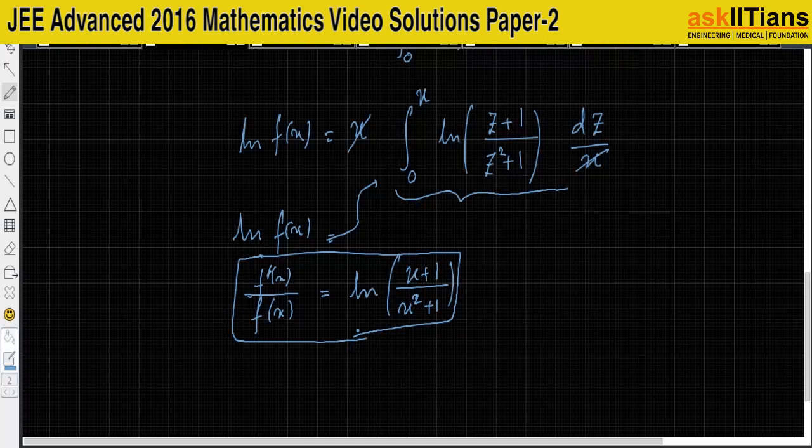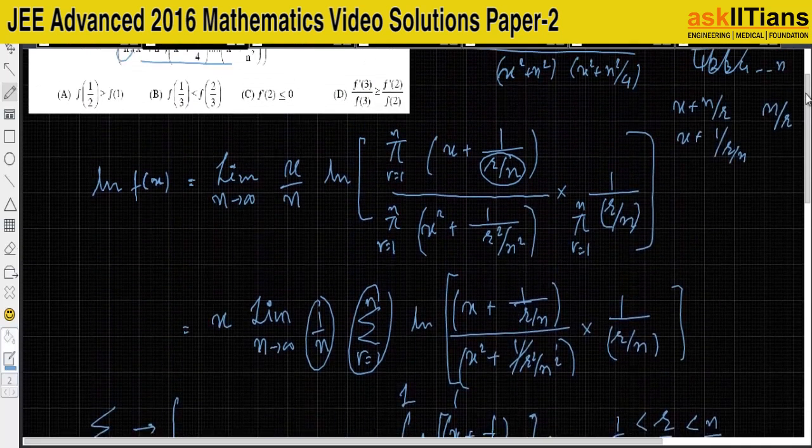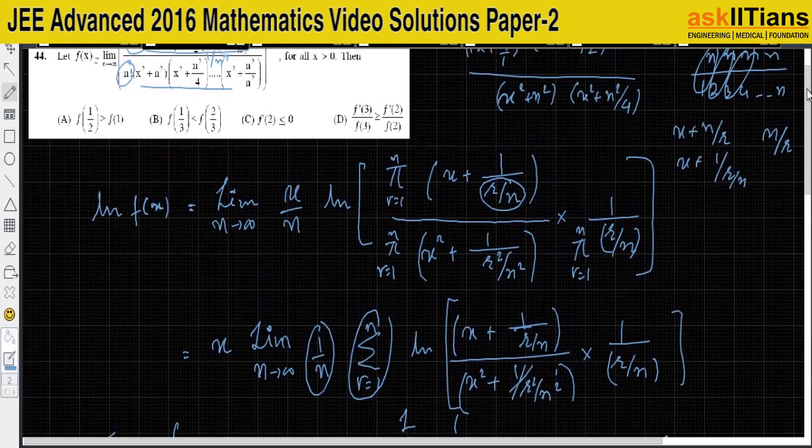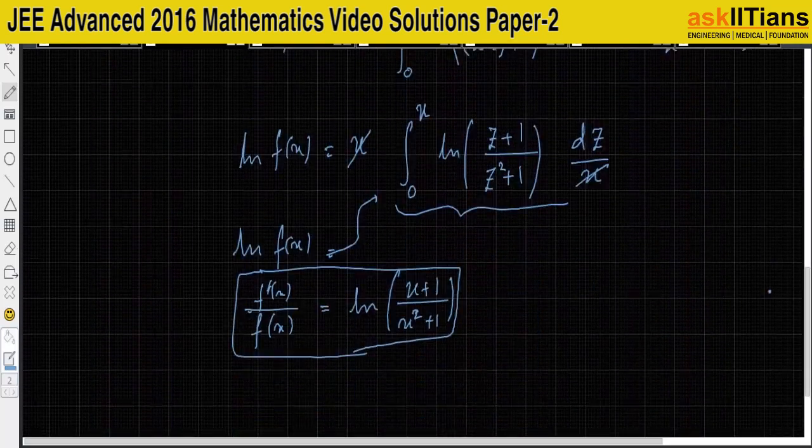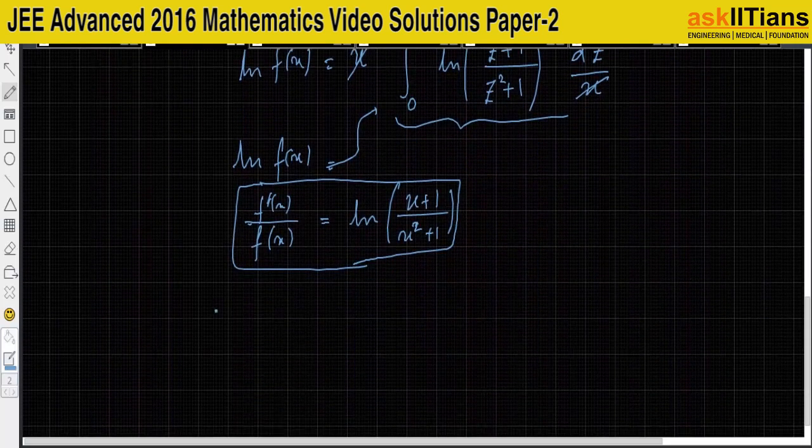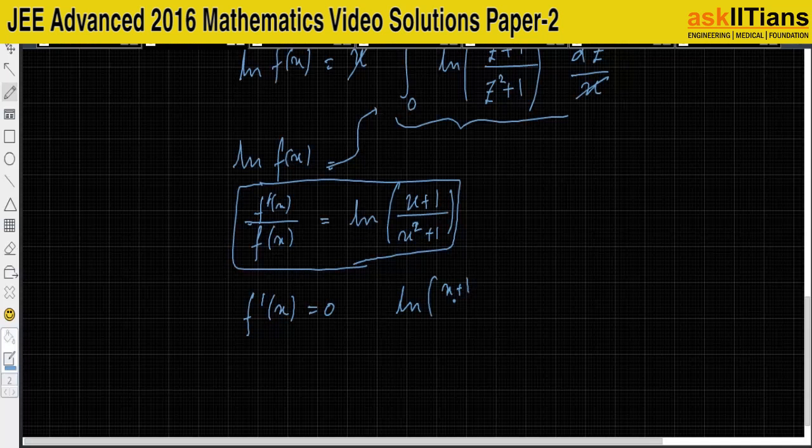Now that I know the value of f dash x divided by f x, I can check the options. The options are f of 1 by 2 is greater than f 1, f of 1 by 3 is, now see, f dash x is 0 at which point? f dash x is equal to 0 when this quantity is equal to 0. So ln of x plus 1 divided by x square plus 1 is equal to 0, because f x will not be 0.